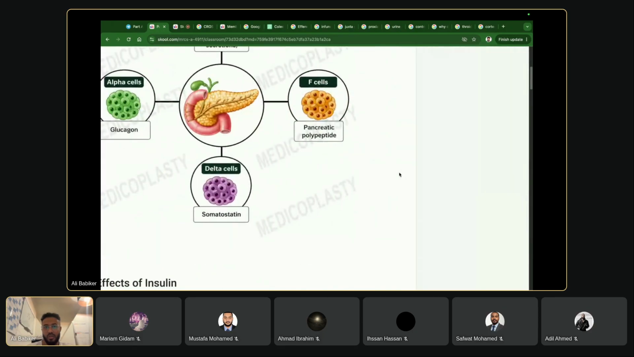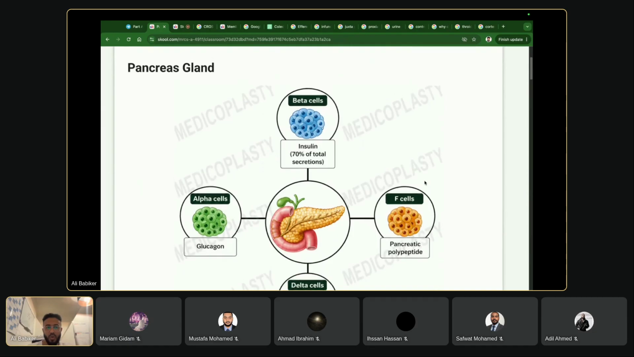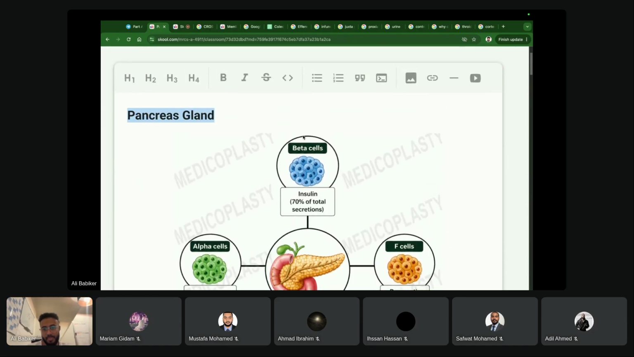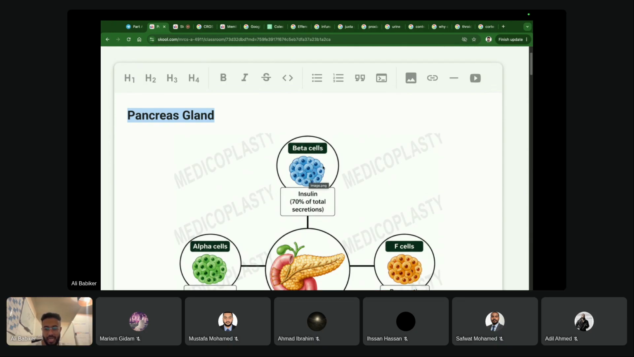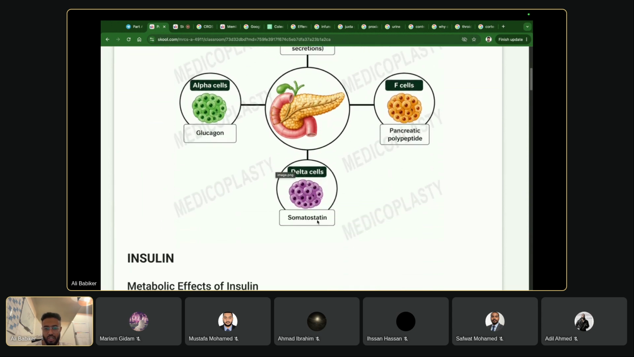Pancreas gland, last one. It's going to be quick, hopefully. So I want you to know, we're speaking about the pancreas as endocrine here. Beta cell produces insulin in the islets of Langerhans. Alpha cell produces glucagon. Pancreatic polypeptide comes from the F cell, and delta cell produces somatostatin.